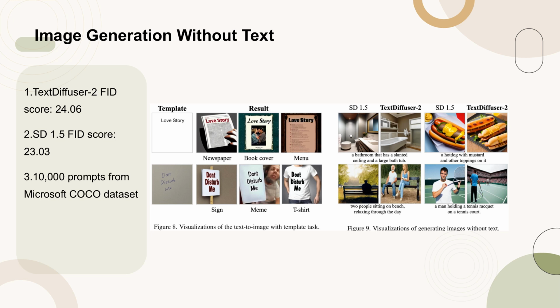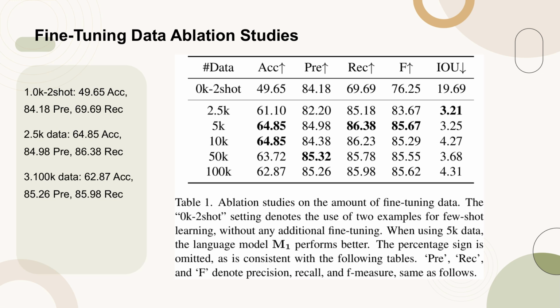Table 1 presents the results of ablation studies focusing on the amount of fine-tuning data used for the language model M1. The study includes various data amounts ranging from 0K, 2-shot learning, to 100K. Key metrics such as accuracy, ACC, precision, recall, Rec, and F-measure, F, are reported. Notably, the 5K data setting shows improved performance over the 0K 2-shot setting, indicating the benefits of additional fine-tuning data. The table also highlights consistency in metric presentation across subsequent tables, omitting the percentage sign for clarity.